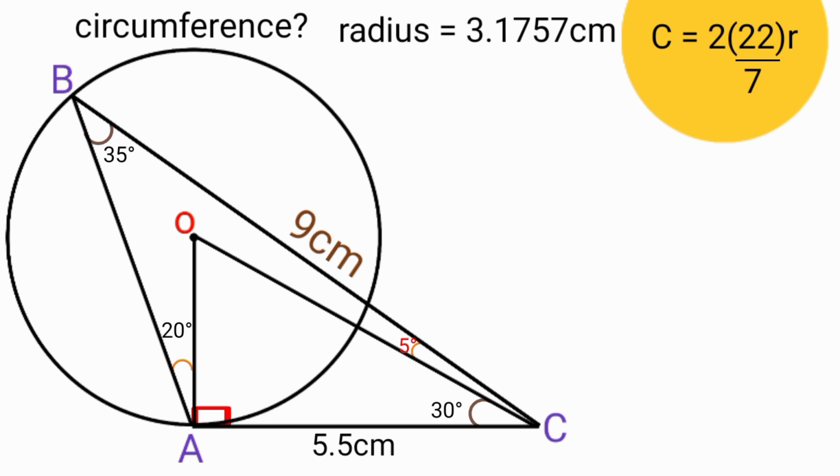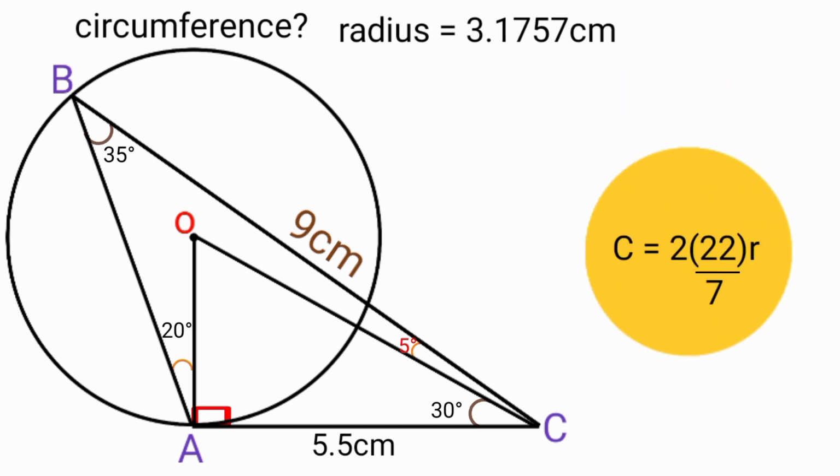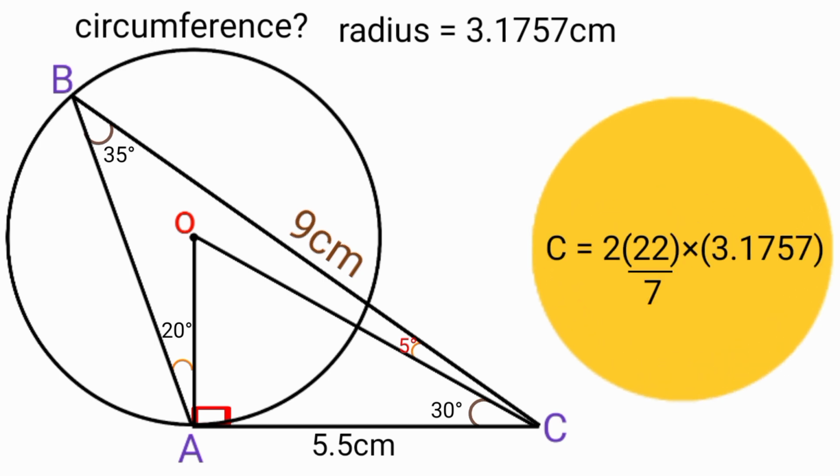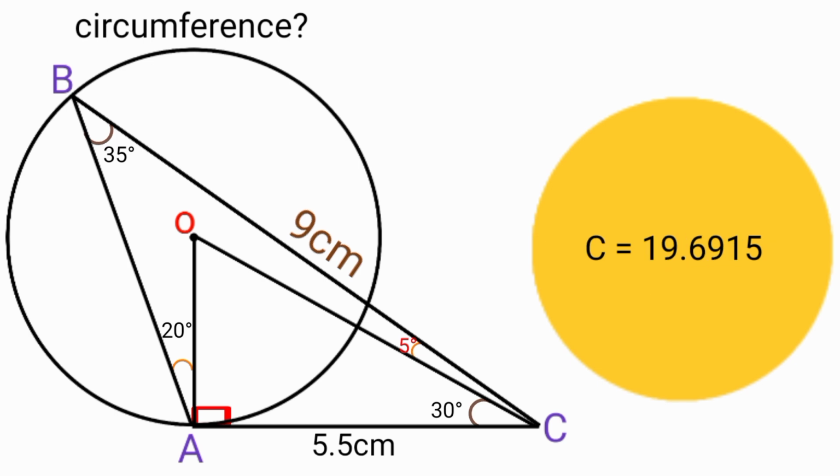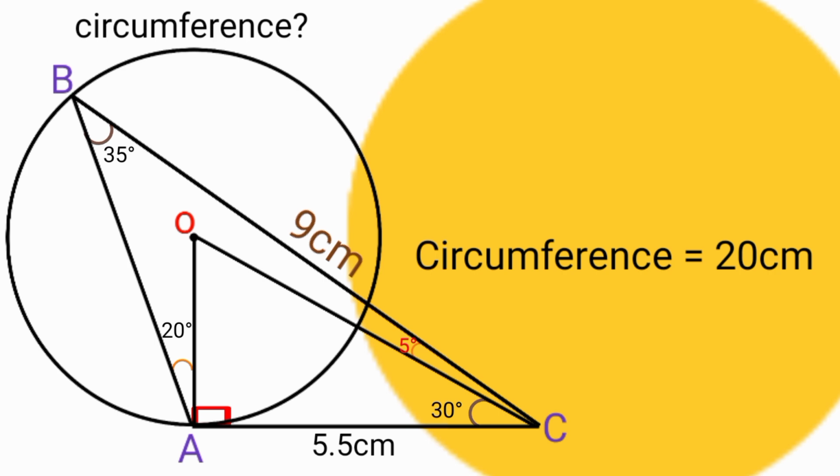Now coming back to our equation here, which says circumference equal to 2 times 22 over 7 times r. Substituting r equal to 3.1757 here. So circumference equal to 2 open bracket 22 over 7 all multiplied by 3.1757. Press your calculator equal to 19.6915, which approximately equals 20 centimeters. So we found the circumference of the circle to be approximately 20 centimeters.